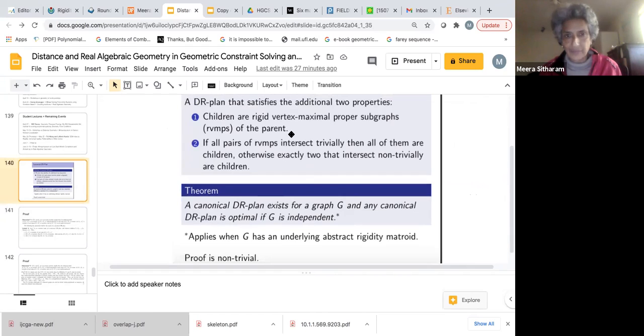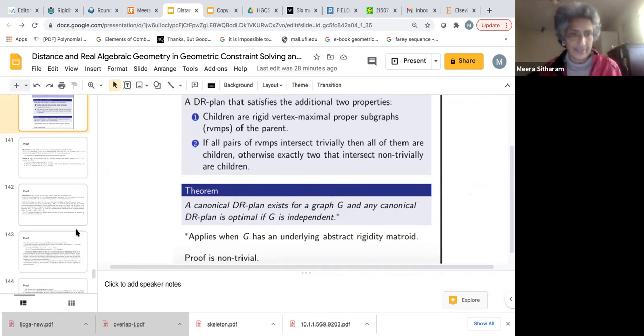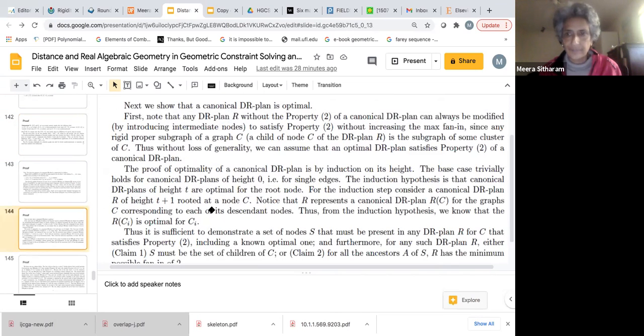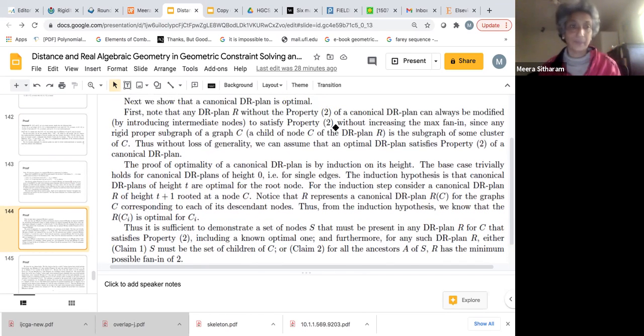The children are the rigid vertex maximal subgraphs of the parent. And then they all intersect trivially, or there are exactly two that intersect non-trivially. And I think when we're referring to property two, let me think here. I think property one and two got mixed up because this was taken from two different sources. Yes, so property two is that the children are rigid vertex maximal proper subgraphs. That's what this property two is. Okay.